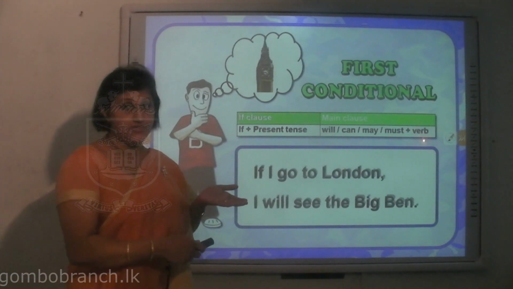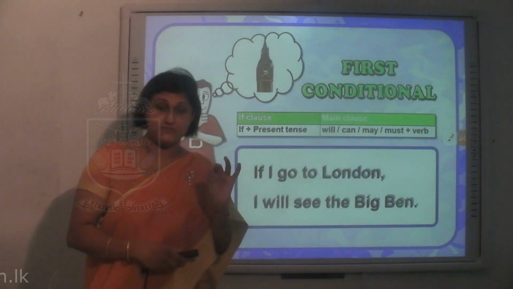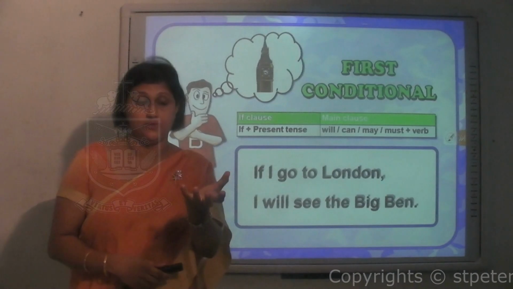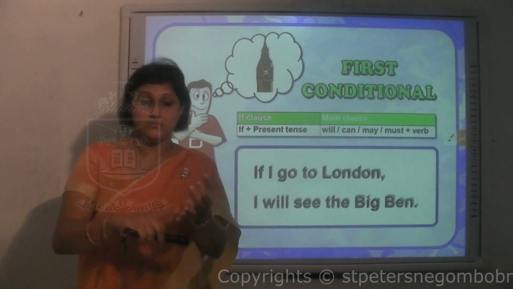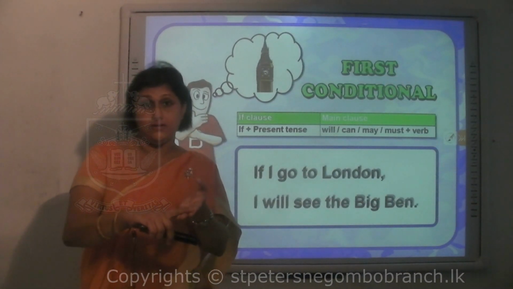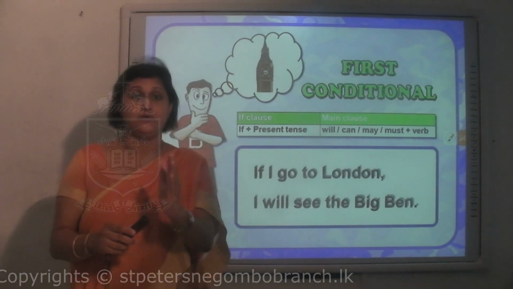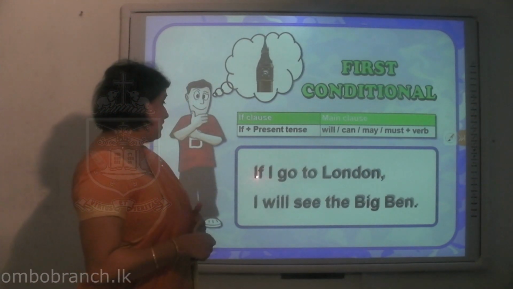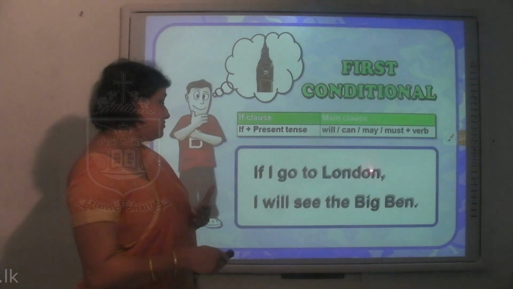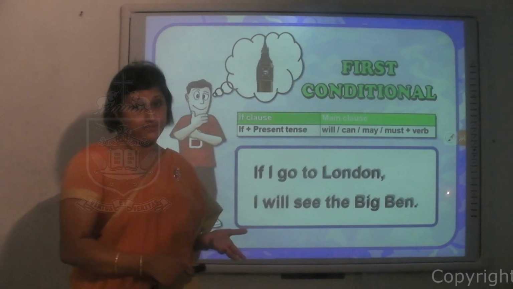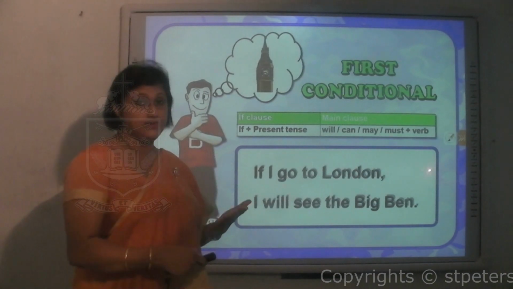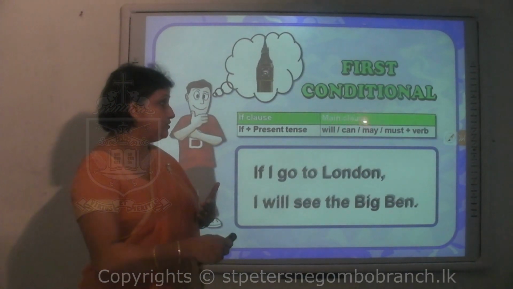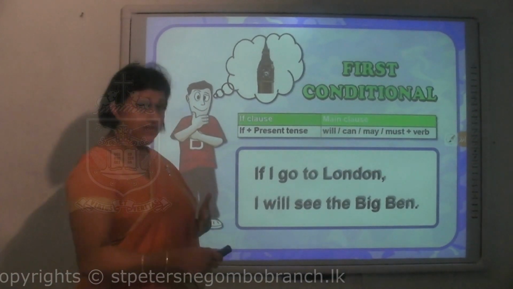Plus the verb infinitive. What is the verb infinitive? The verb infinitive means the base, the original formation of the verb. So say run, jump, sing, study, right? The original formation of the verb stem is called the verb infinitive. So for example, if I go to London, I can see the Big Ben. If I go to London, I may see the Big Ben. According to the meaning, you can use any one of these to fill up the sentence.